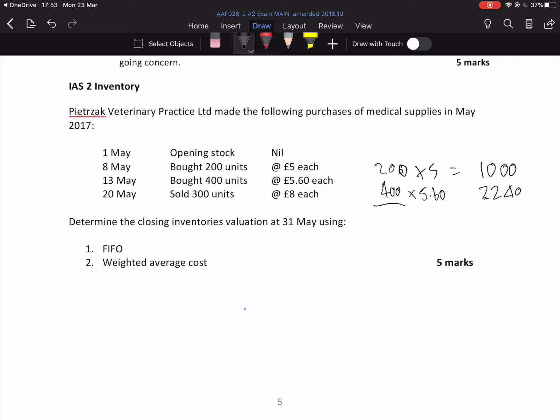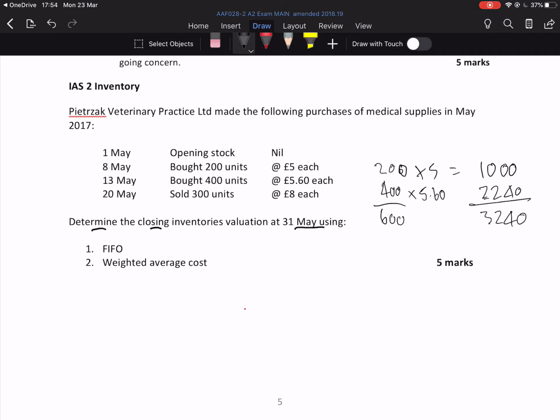Okay. So in total, by the 13th of May, close of play, we've got 600 units that cost us £3,240. And it asks us to determine what the closing value of the inventories is at the 31st of May using FIFO and weighted average. FIFO is first in, first out, so we tend to use it on things like sandwiches or perishable goods, so the stock that comes in first is the stock that goes out first.